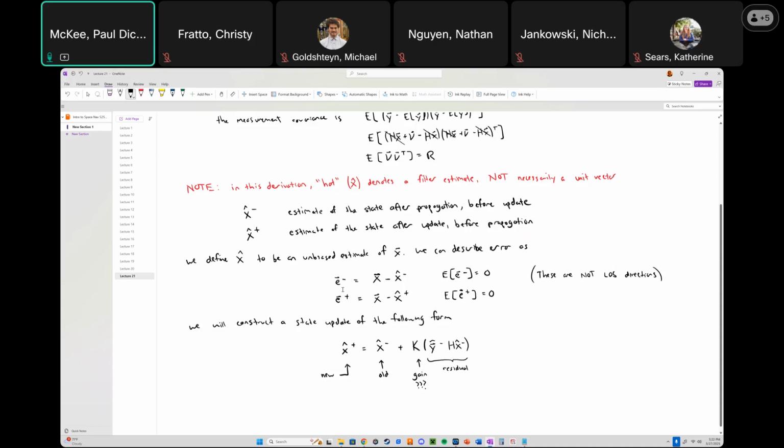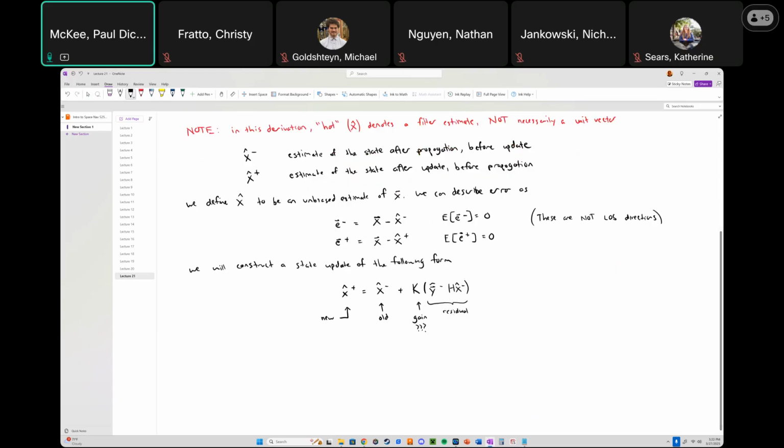So we'll talk about where K comes from in the future, but this is how we're going to handle our update. And I'll say, note: this is the Kalman filter. So the magic happens right here.